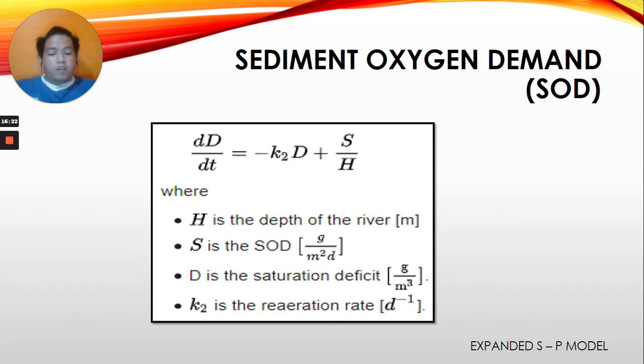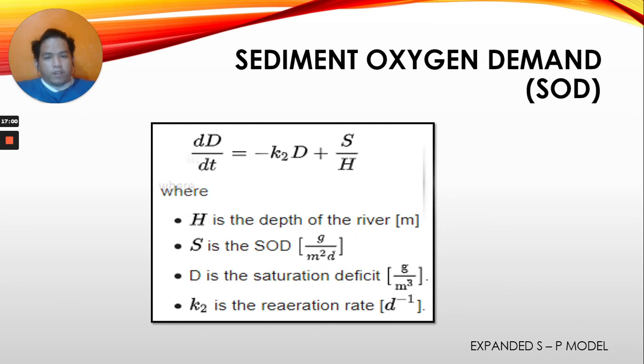Measurement of SOD can be undertaken by measuring the change of oxygen in a box on the sediment or benthic respirometer. So the change in oxygen deficit due to consumption by sediment is described as dD over dt is equal to negative K2D plus S over H, where H is the depth of the river, S is the SOD, the demand itself, D is the saturation deficit, and K2 is the aeration rate.